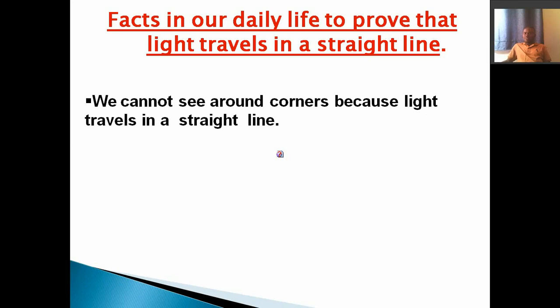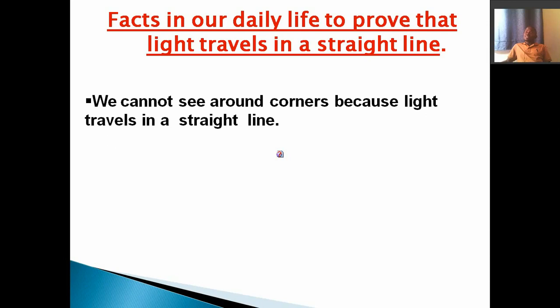Let's read the first statement. We cannot see around corners because light travels in a straight line. That is correct. We can't see around corners. I know you have ever played the game of hide and seek, and you could look for somebody and you fail even to get that person. Why? Because the person is hiding maybe in a certain corner, and you cannot see that person.